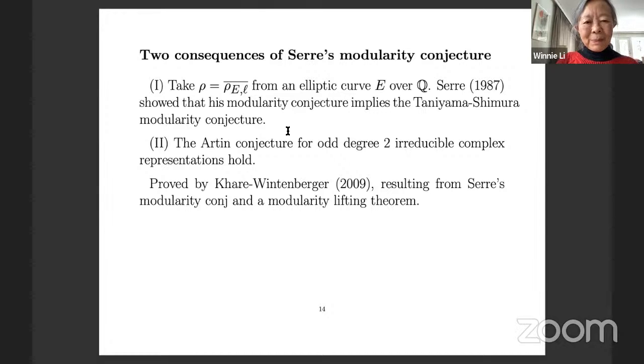To do this, they first applied Serre's conjecture, which means that you can pass to the residue field and it comes from a modular form. And then we need some kind of modularity lifting theorem to see that it really comes from a weight 1 form.